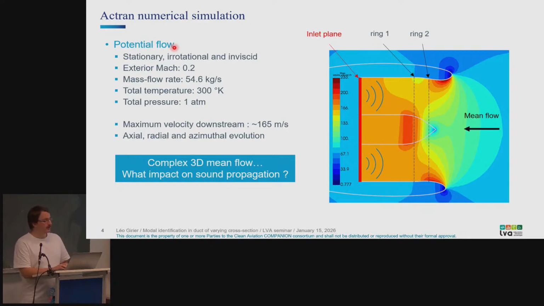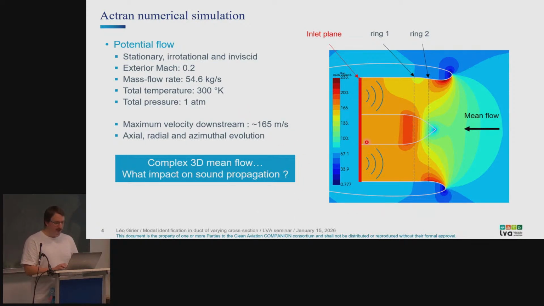So this is done also with some simplification compared to reality. This simulation is based on a potential flow, which means that it is stationary, irrotational, and most importantly, inviscid. Inviscid means that we neglect the viscosity in the fluid so that we don't have any boundary layers developing along the wall. That can have a drastic impact on sound propagation, actually. And for the operating condition, it is mostly the condition of the sideline acoustic certification for those who are aware of it, which is more or less representative of takeoff at full power.